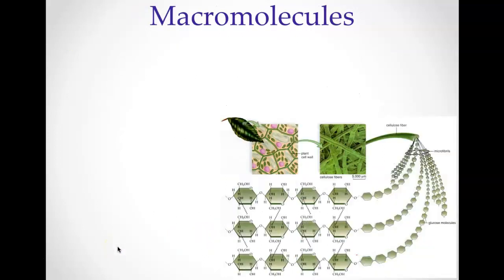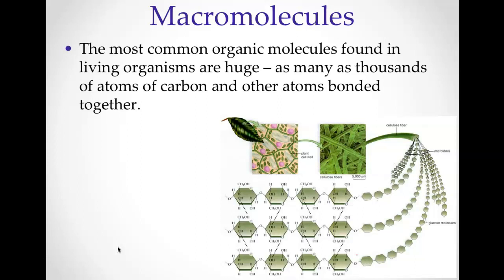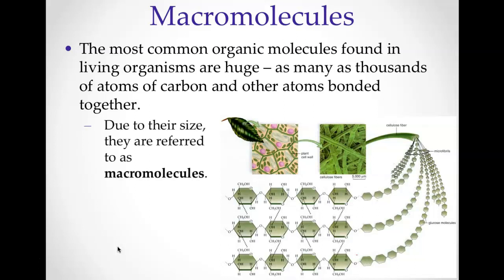So it's very versatile. The most common organic molecules that are found in living things are really, really big. They're huge, and they're made up of mostly carbon. There are as many as 1,000 atoms of carbons and other atoms bonded together to make up these macromolecules. And due to their size, they are referred to as macromolecules, so that's the word macro. So what you're seeing right here is a macromolecule. It's a carbohydrate called cellulose, and I'm going to talk about it in just a minute. I don't want to spoil it, but just in case you're wondering, it is huge.